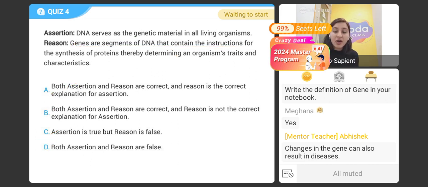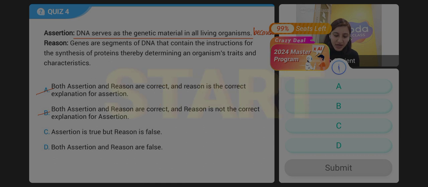Okay, so let's solve this question, students. Why DNA serves as genetic material? Try adding a because over here. If because makes sense, go for A. Okay, if because doesn't make sense and it is correct, go for B. So your time starts now.